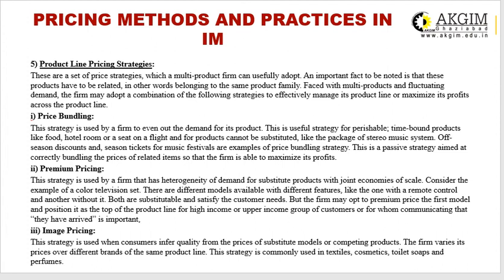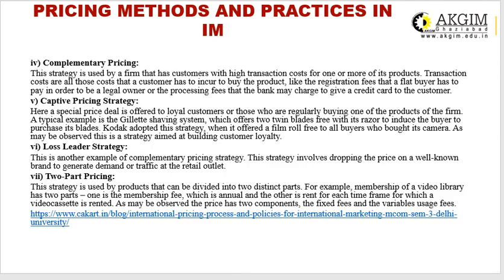Then you have image pricing. This strategy is used when customers infer quality from the prices of substitute models or competing products. The firm varies its prices over different brands of the same product line. This strategy is commonly used in textiles, cosmetics, toilet soaps, perfumes, etc. Then we have complementary pricing.